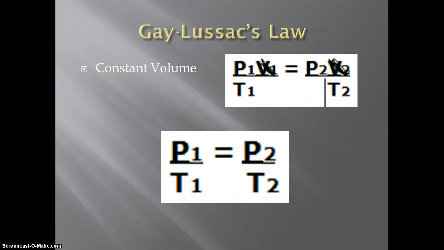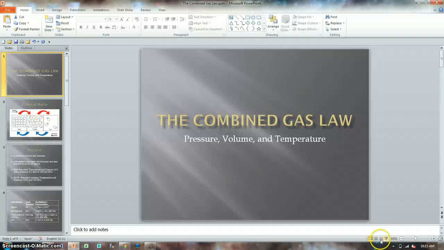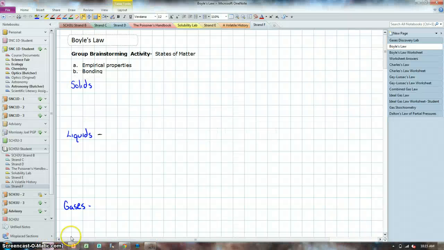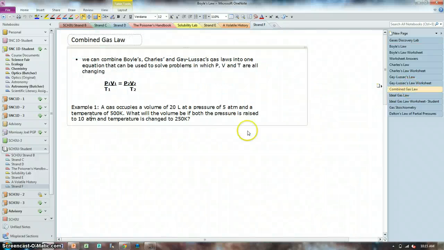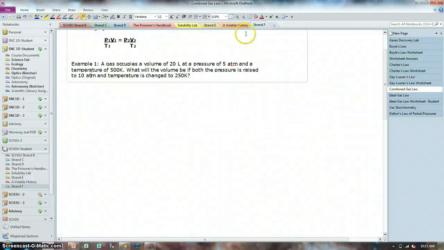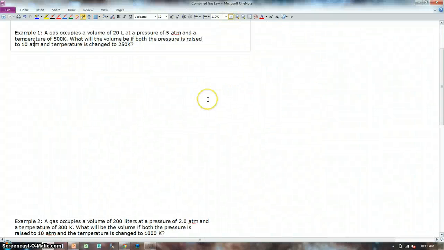Okay, so let's take a look at one of these experiments. We'll use the combined gas law to start. This is the type of question you might see, and we'll start next class with a few of these practice problems, and then we'll go into talking about Boyle's, Charles', and Gay-Lussac's laws.